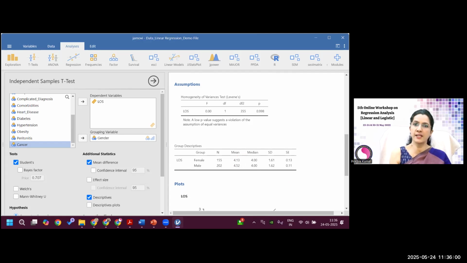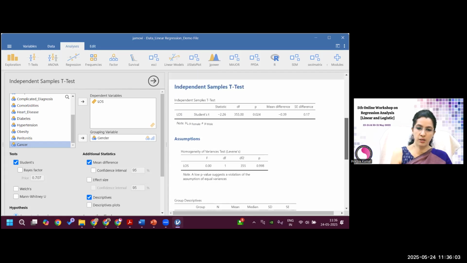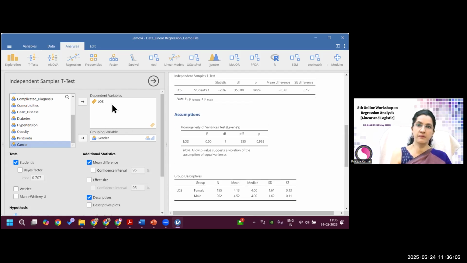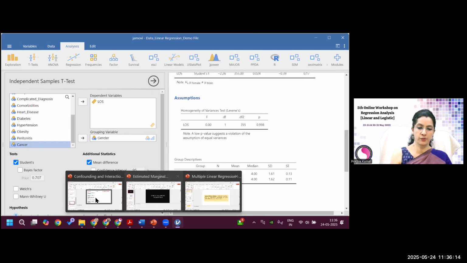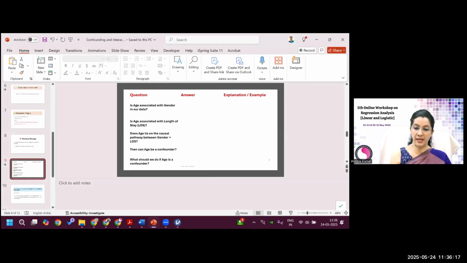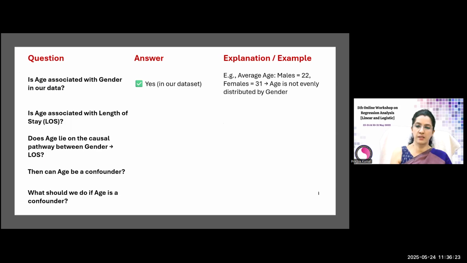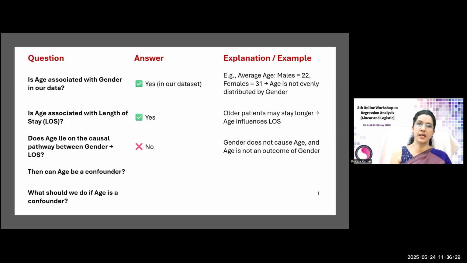less stay. Okay, so now whether age is a confounder or not, I need to see whether it is affecting the relationship or modifying the relationship. Is it only due to this, or is age also playing its role? By doing inferential statistics, you can see whether age is associated with gender or not. And then you again need to ask: does age lie on the causal pathway between gender and length of stay? No, it does not lie on the causal pathway, because gender does not cause age. So age is not an outcome of gender.